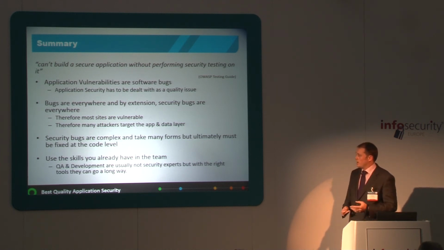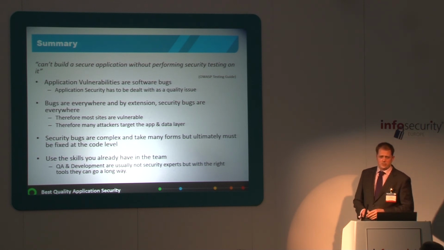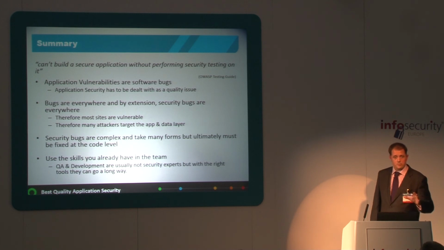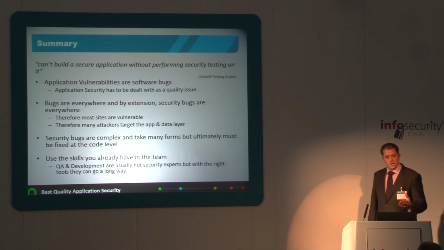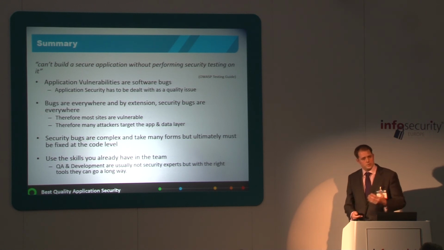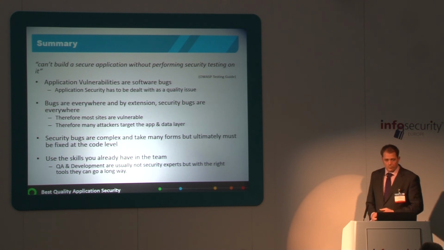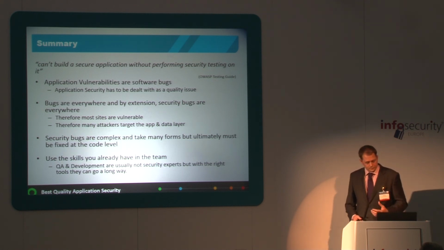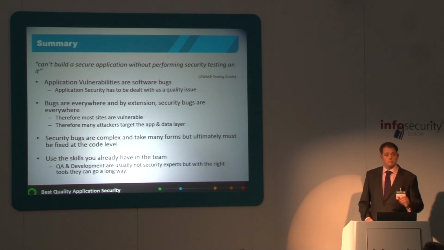So the final thing I would say is use the skills you already have in the team. QA and development, generally, it's amazing. I did a talk like this, Agile Application Security, at the Test Management Forum in London. There were 100 people at that event. Five came to see the talk. Nobody really sees it as their problem. Well, where does it fall? It's a quality issue, but ultimately it's the CIO whose neck is on the line if there's an information breach coming through the application. So why not use QA and development to build secure software? And with the right tools, they can go a long way. And that's it. Thank you very much.